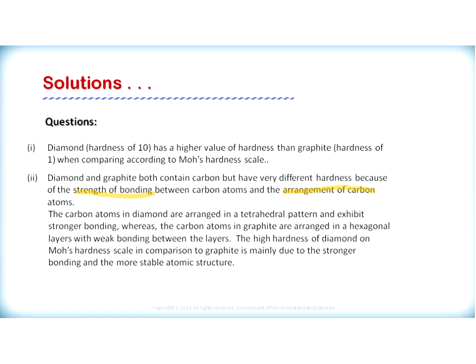So to continue with the question, it says the carbon atoms in diamond are arranged in a tetrahedral pattern and exhibit stronger bonding, whereas carbon atoms in graphite are arranged in hexagonal layers with weak bonding between the layers. The high hardness of diamond on Mohs hardness scale in comparison to graphite is mainly due to the stronger bonding and the more stable atomic structure within the tetrahedral arrangement of atoms.